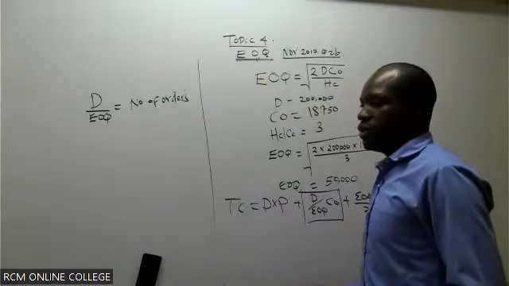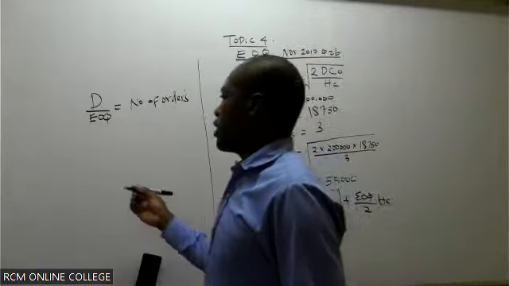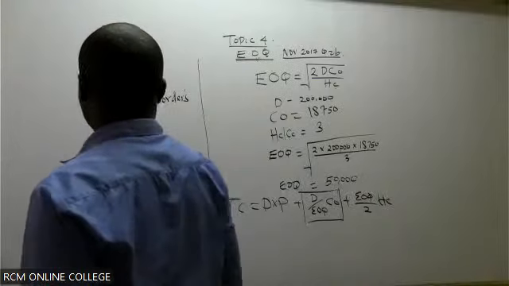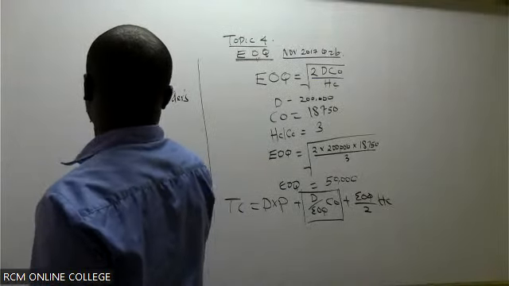So can we go ahead and do that? Are we able to get the number of orders? Demand. Are we given demand? Yes, 200,000.